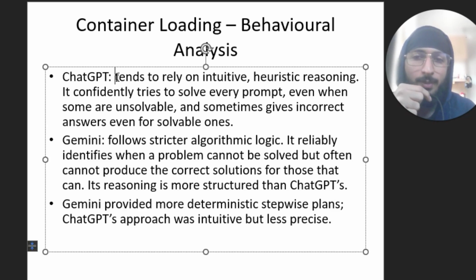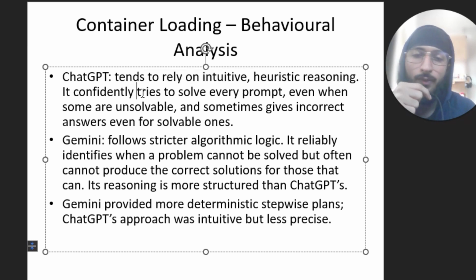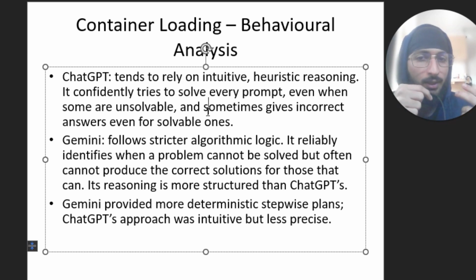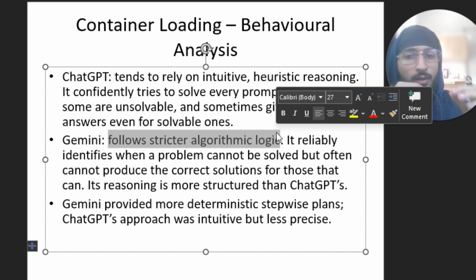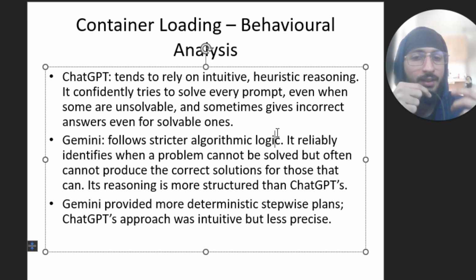Now, ChatGPT basically tends to rely on intuitive heuristic reasoning. It confidently tries to solve every prompt, even when some are unsolvable, and sometimes gives incorrect answers even for the solvable ones. While Gemini follows stricter algorithm logic, it was able to identify when a problem cannot be solved, but often it cannot produce the correct solutions for those that can. Its reasoning is more structured than ChatGPT's. That is what I noticed. Gemini provided more deterministic stepwise plans, while ChatGPT's approach was intuitive but less precise.